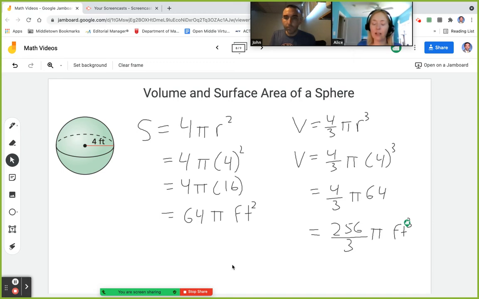I'm going to see if I can reduce this. I don't think I can. A nice divisibility trick is to say what's 2 plus 5 plus 6. That does not give me a number that's divisible by 3. It gives me 13. So I know I can't divide it by 3, so I can't reduce my fraction at all. So I'm going to leave my answer just like that. It's the exact answer. The volume is 256 divided by 3 pi, and that's cubic feet.